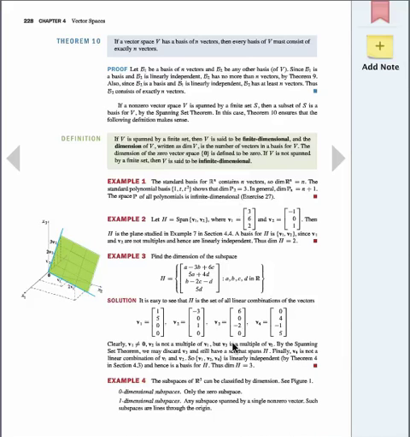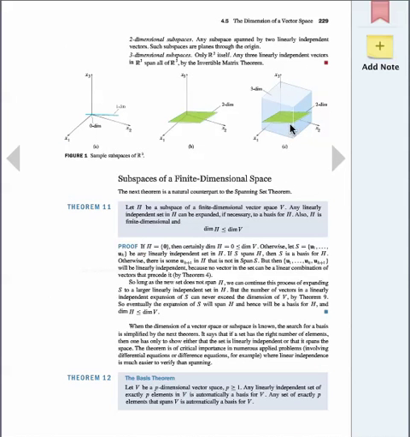So, the first few examples kind of let us get at the dimension of some well-known spaces. I would go through all these examples. They're worth your time. Theorem 11 tells us a little something about what subspaces of a finite dimensional space can look like in terms of dimension. And Theorem 12 is a big one.